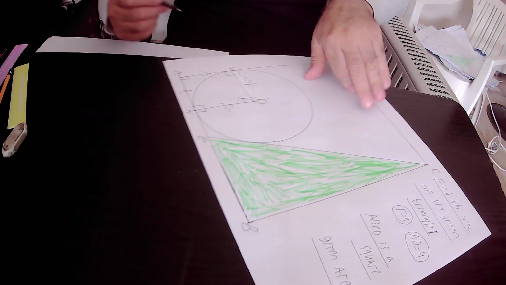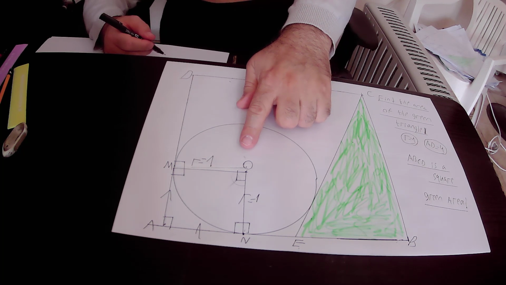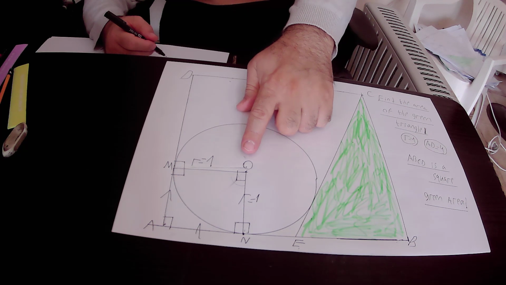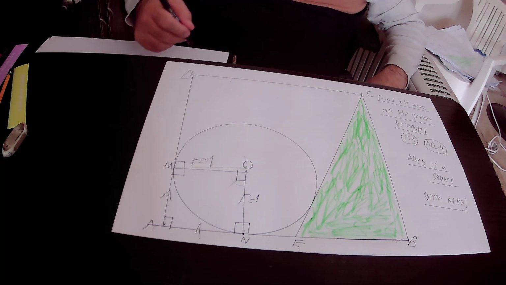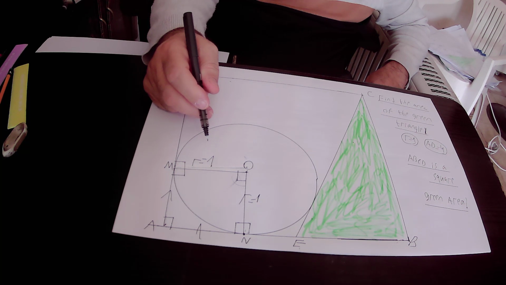So actually we found out that all 4 sides of quadrilateral MOAN, this quadrilateral, are equal to each other. They are all equal to 1 unit. And we already found out that all the angles of rectangle MOAN are right angles.